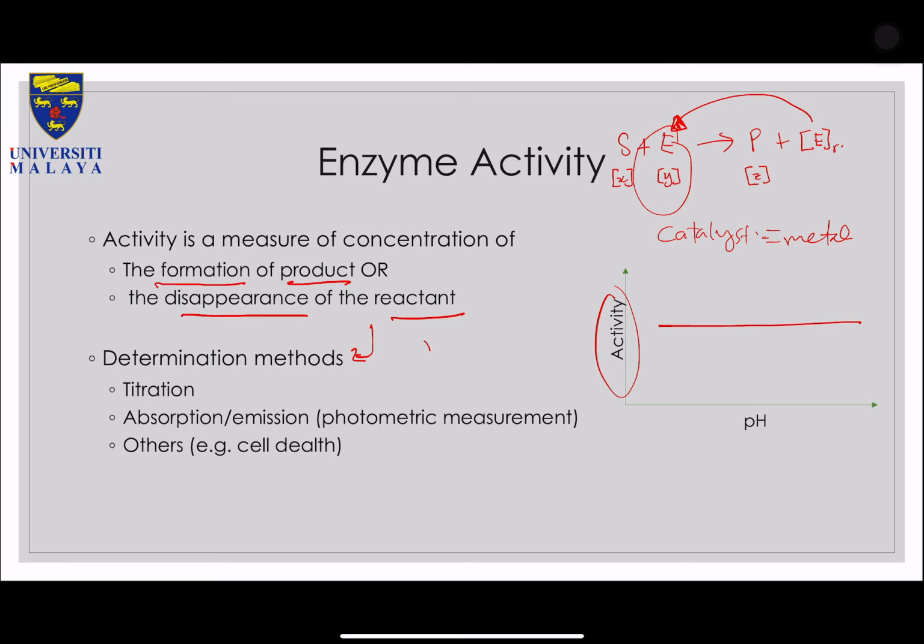Of course the calculation will be different, and you need to do a lot of calibrations and whatnot. So titration is more on your analysis lab. Additionally, what are the methods you can use? You can use absorption or emission spectroscopy. So it's more on photometric measurement, color. Either a UV-vis spectrophotometer, or you can also use fluorescence.